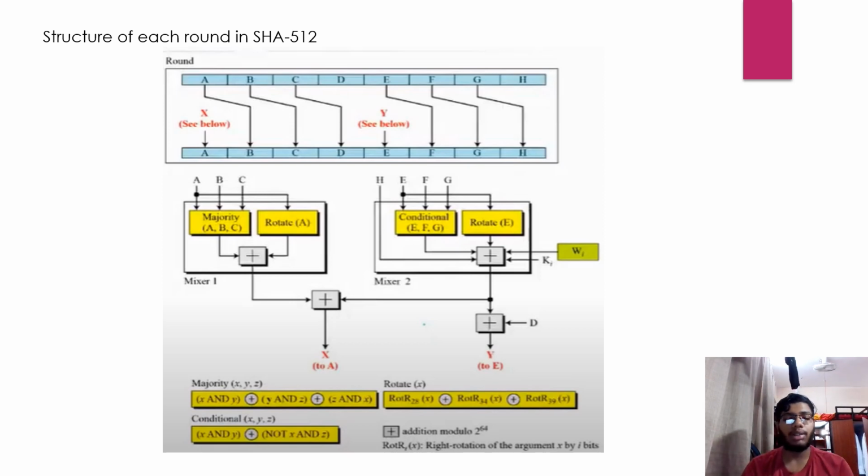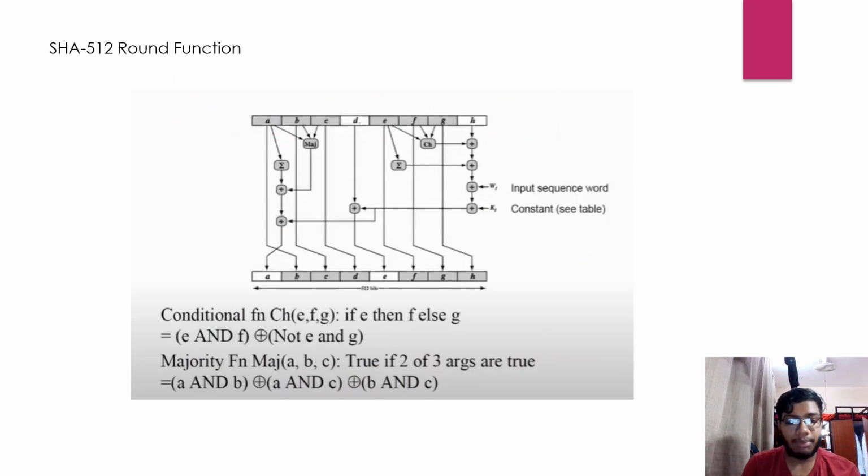Then we do an addition modulo. Here they also do addition modulo on these 5 terms: H, this conditional operation, this rotation by E, the word generated for this round, and the constant used for this round. All of these are added modulo, and the output is taken as mixture 2, and it is added to get the output for the new A. This output is again added with D to get the output for E. We will explain this in the diagram, the same stuff but in a formal way.